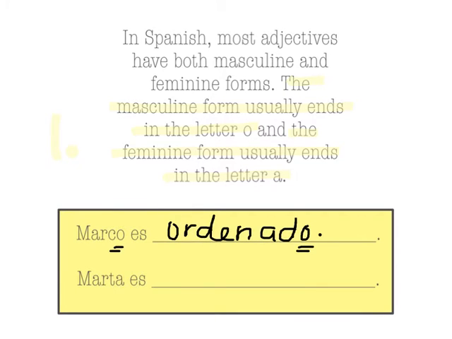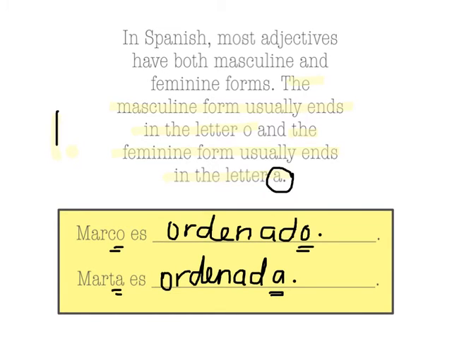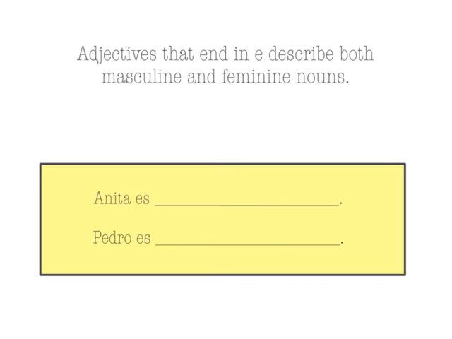Okay, feminine adjectives are used to describe feminine nouns. So remember, feminine adjectives will end in the letter A usually. So Marta is a girl. We can see this little clue that her name ends in an A as well. So if we want to say Marta is organized, we would say Marta es ordenada. Once again, please go ahead and make sure that you have that down in your notes as something that you need to remember when you're using adjectives.